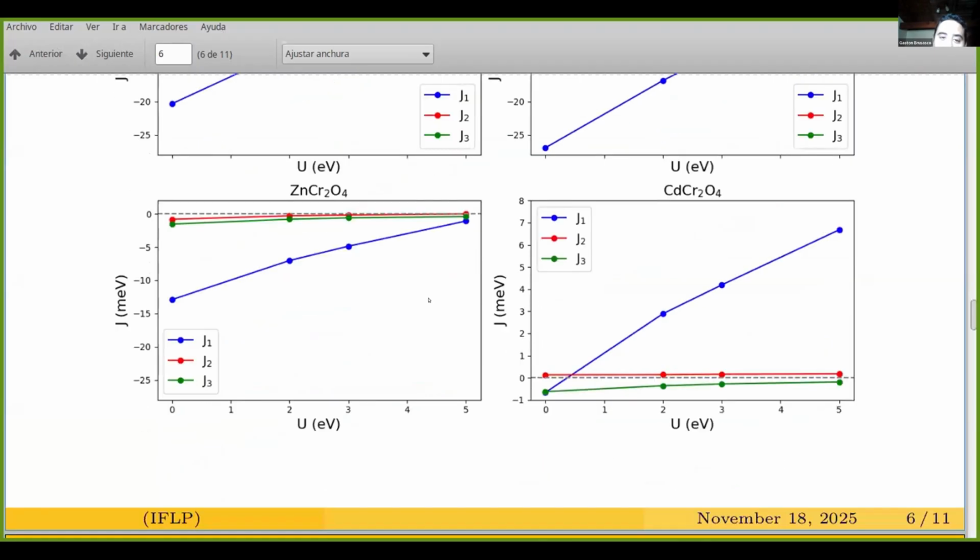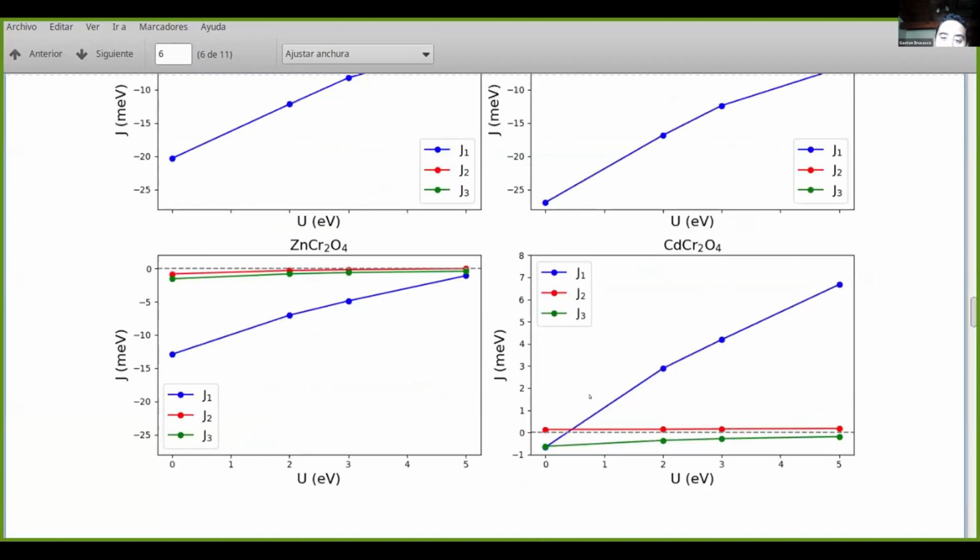In cadmium chromite, J2 and J3 show similar behavior to the other compounds, but J1 increases its value with U. This behavior is not expected.